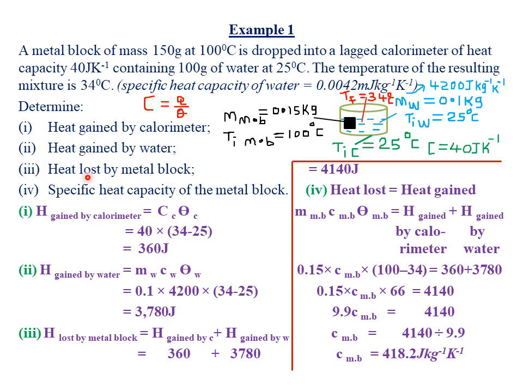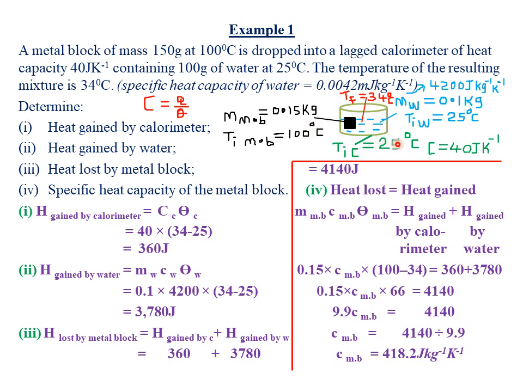Then Roman 3, they want us to find the heat lost by the metal block. Now notice that in this case, it is only the metal block that is losing heat. Why? Because the initial temperature of the metal block is far greater than the final temperature of the mixture. The initial temperature for the metal block was 100 and the final temperature for the mixture is 34, which shows that the metal block lost heat, from 100 degrees down to 34 degrees Celsius.